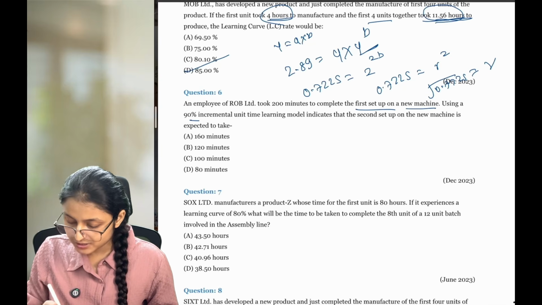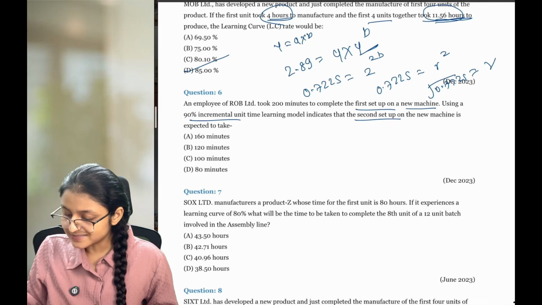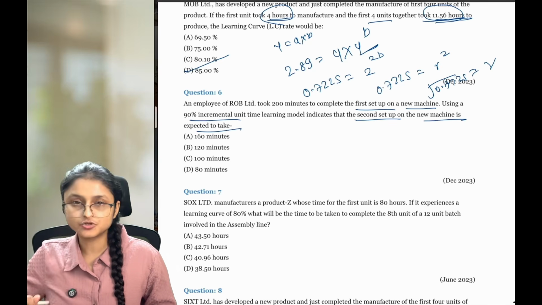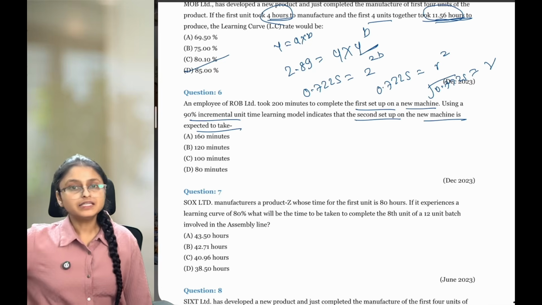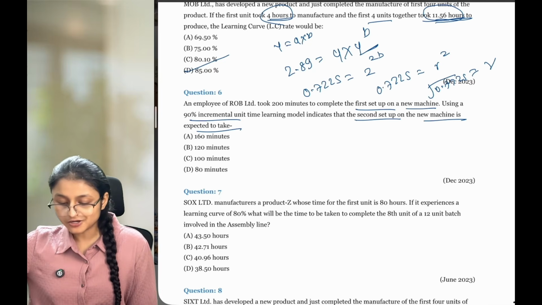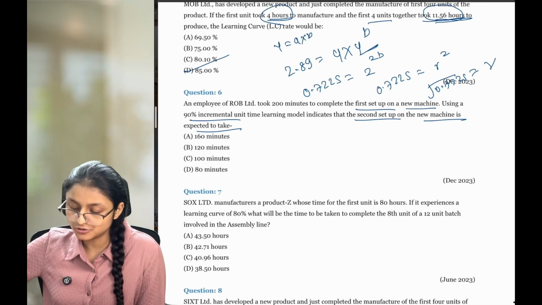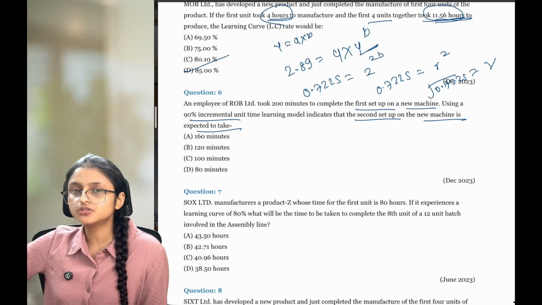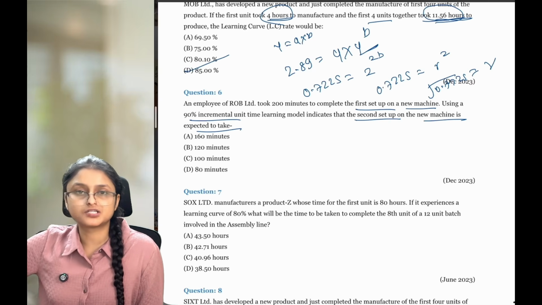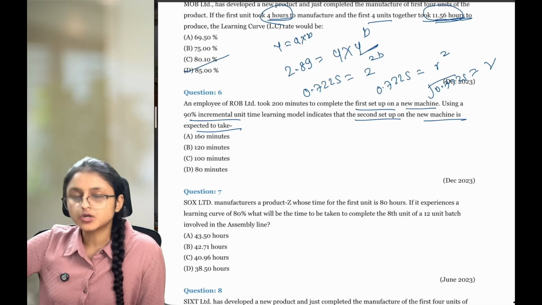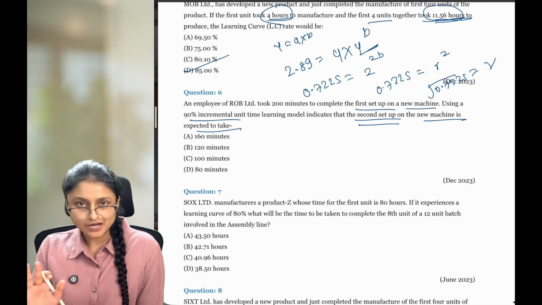Okay? Next, an employee of Rob Limited took 200 minutes to complete the first set of a new machine using a 90% incremental unit time learning model. Indicates that second setup time on the new machine is expected to be. You need to calculate for the second one. Okay? Up to second we can very easily calculate, but if they are not providing you the log related calculation or x to the power b related values, you will not be able to calculate for other units, specifically for 8th unit, for let's say 16th unit specifically what is the cost. Hence what we do is we calculate the average time there, but here for second we can calculate very easily.